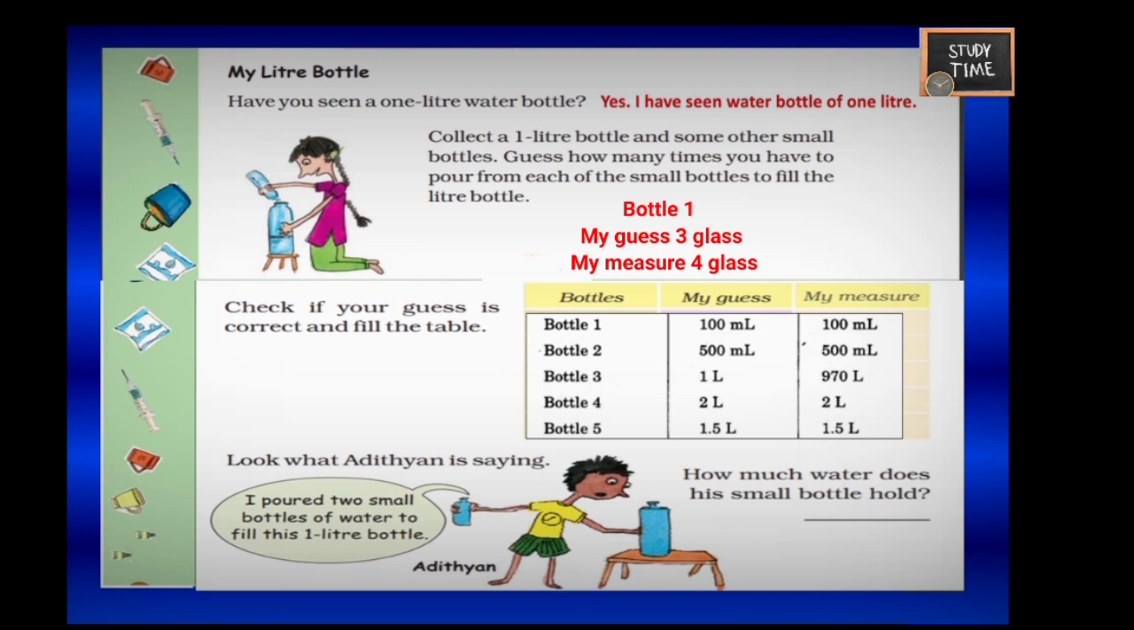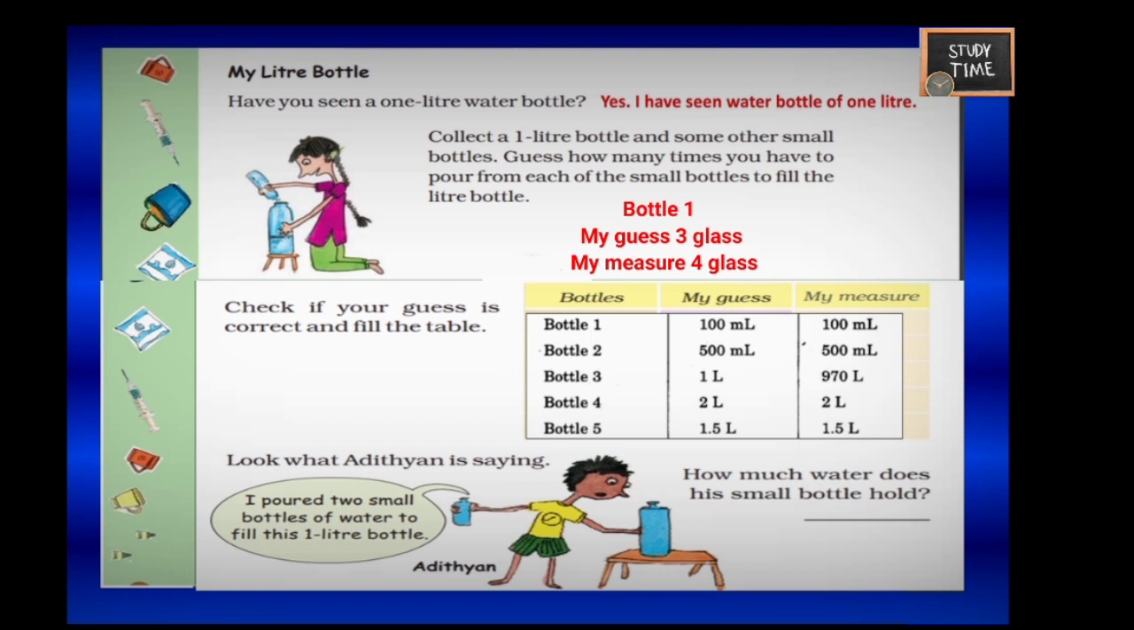See, first you're going to take bottle 1. You guess the bottle is 100 ml. So if you measure, that is 100 ml. So you're going to check for each bottle. You're going to take 500 ml bottle, 1 liter bottle, 2 liter bottle, 1.5 liter bottle. You're going to guess the quantity and you are going to measure it and cross check it with your guess.